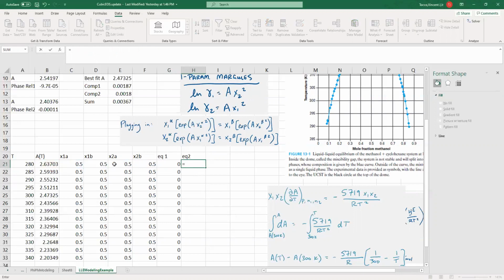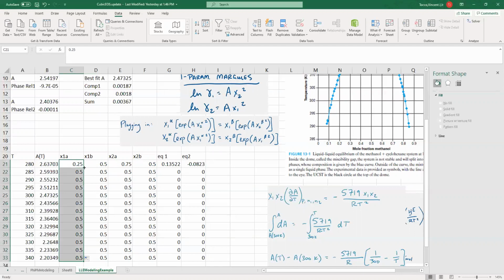Second equation, x2 alpha times exponent of A times x1 alpha squared minus x2 beta times exponent A times x1 beta squared. Interesting. Why do I keep getting zeros? Let me see if I pick a different... Oh, because that's, again, the trivial solution, remember.